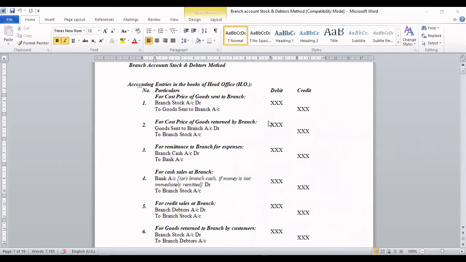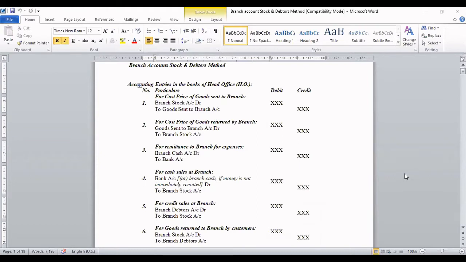Now the second entry, when these goods are returned by branch to head office, what entry will pass? Simply we reverse the entry. When the goods are returned by branch to head office at cost price, no doubt in that, the entry we have to reverse. What will be the entry we have to pass? Goods sent to branch account debit to branch stock. Is this clear, everyone? Yes or no? Yes, sir.